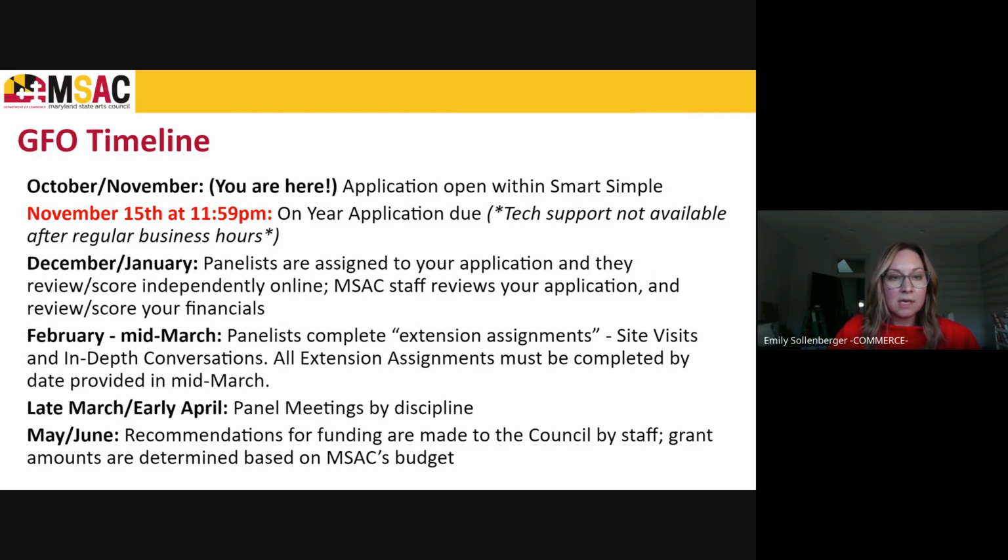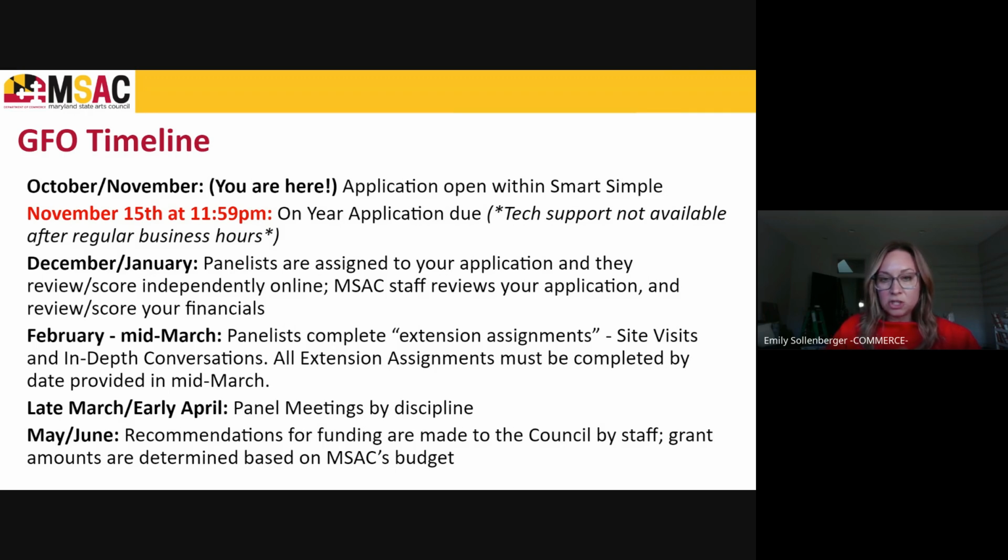So you can expect an email from somebody from your panelists probably in early February, and they are tasked with getting that completed by around mid-March. We'll send out some more particular dates and all of this information in email as well, so your team has it. All of our panelists have the same information. Once those extension assignments are complete, in late March, early April is when we will have our panel meetings by discipline. You will also be notified when your organization will be reviewed.